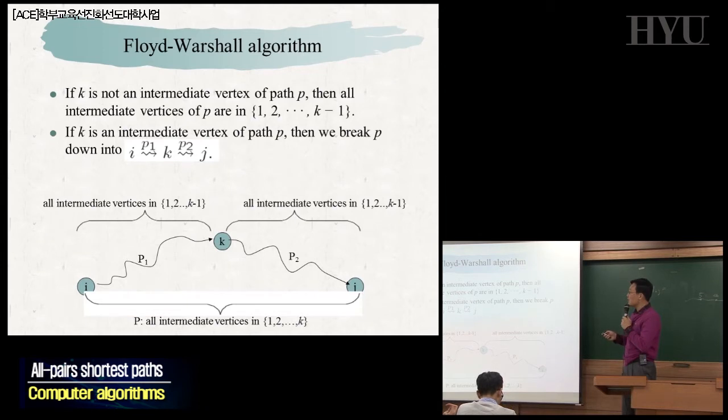If k is an intermediate vertex, then we can break the path into two parts, from i to k and k to j, and these two subpaths don't include k. Why? Because there are no negative weight cycles. If k is in, there is an optimal shortest path without k repeated.